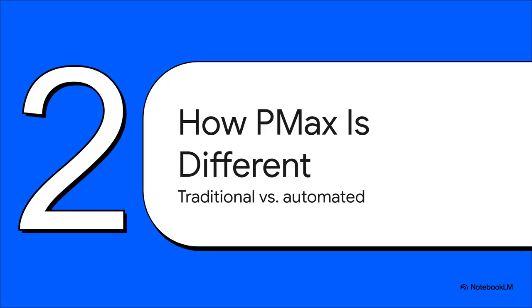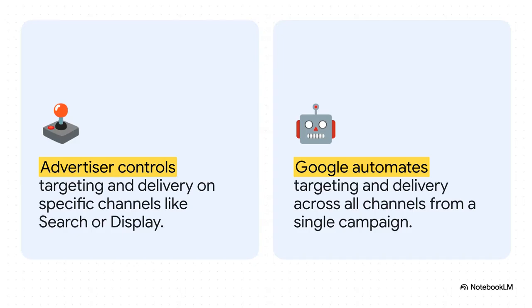That sounds pretty cool, but how is it really any different from the campaigns we've been running for years? This next part is all about that fundamental shift from the campaigns you already know to this brand new automated approach. This slide really nails the core difference. See, traditionally, you're in the driver's seat. You're micromanaging specific channels like search or display. With Performance Max, you're essentially handing the keys over to Google's AI, which then automates everything across all channels, all from one single campaign. And that's the big takeaway. It's a huge shift from managing channels to just defining your goals.